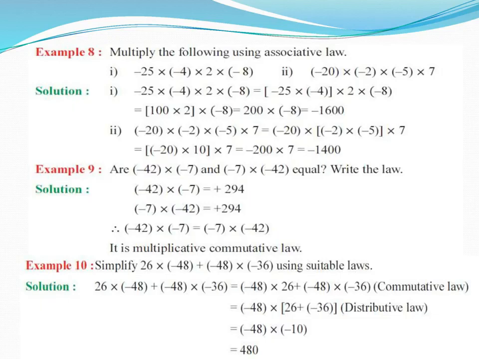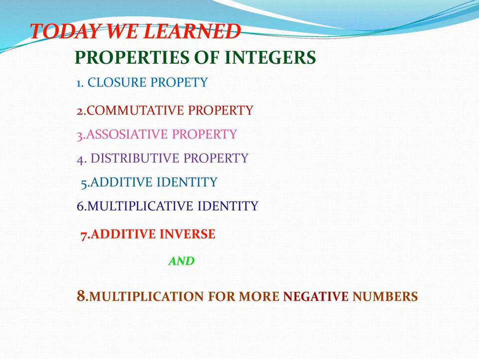Then we simplify in the box. What is contained in the box? 26 plus minus 36 is 26 minus 36, which equals minus 10. Then minus 48 into minus 10: minus into minus, both are the same sign, so the product is positive, and 48 into 10 is 480.